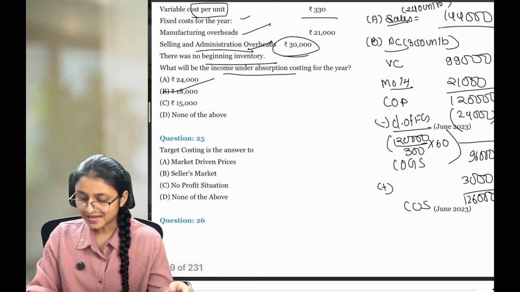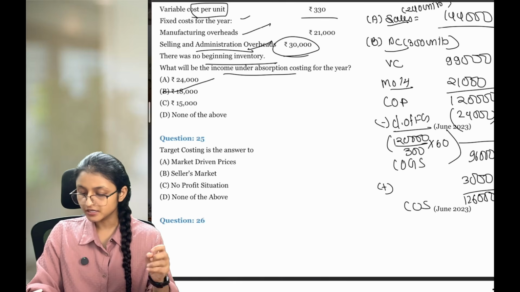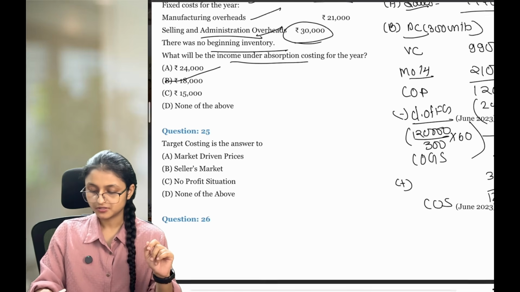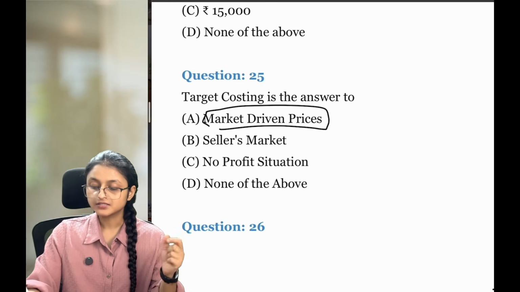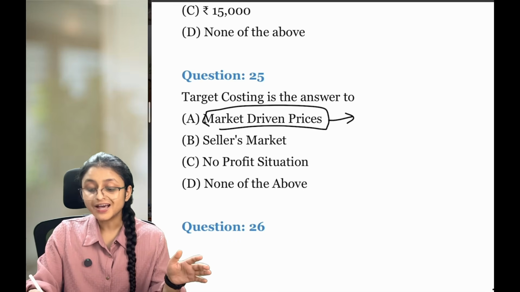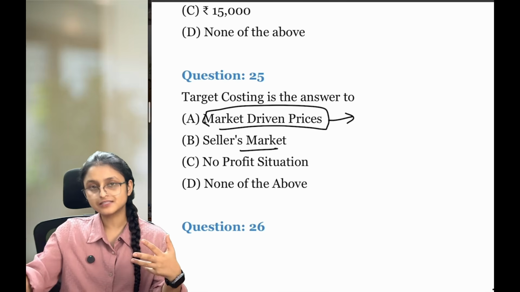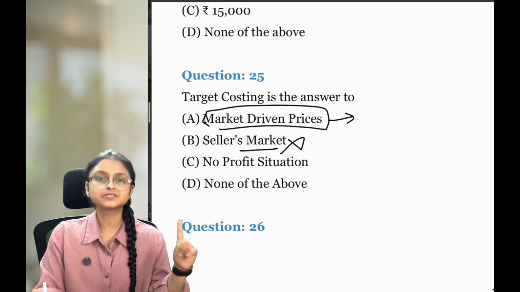Okay. Next, target costing is the answer to market driven prices, seller's market, no profit situation, none of the above. So target costing is the answer to market driven prices, where the price is decided by the market. Target costing is not the answer to seller's market. If it is a seller's market, that means seller can decide what should be the price. But that does not happen in target costing.